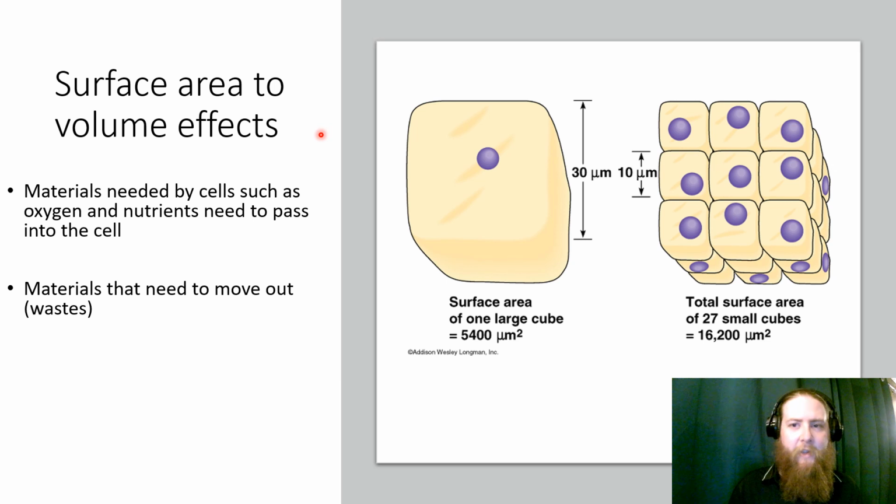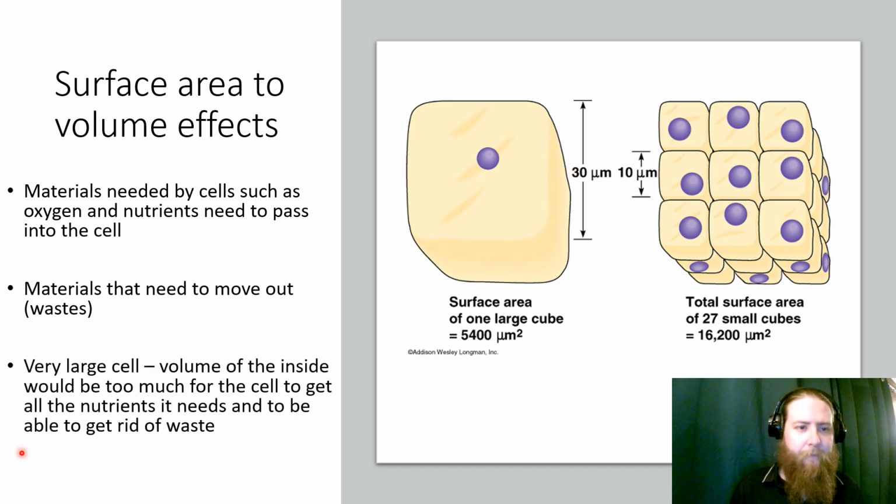So, surface area to volume effects. Materials needed by the cell, such as oxygen and nutrients, need to get into these cells. And for having a big surface area here, you'd think this is good for the cell because it can get lots of oxygen, it can get lots of nutrients into the cell. However, it also needs to move waste out. So if you get too much waste starting to accumulate in here, it's much harder to get it out because you have to move it much further to get to the outside. So in a very large cell, the volume of the inside is too much for the cell to get all the nutrients it needs, and it's not able to get rid of all the waste.